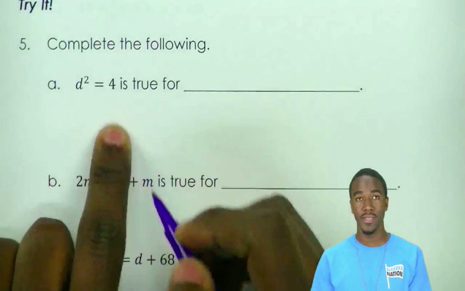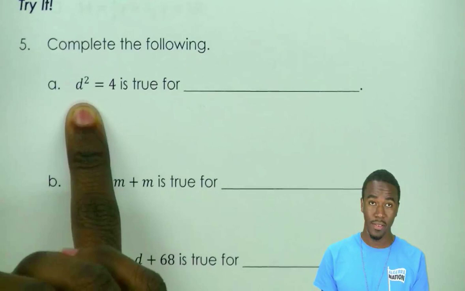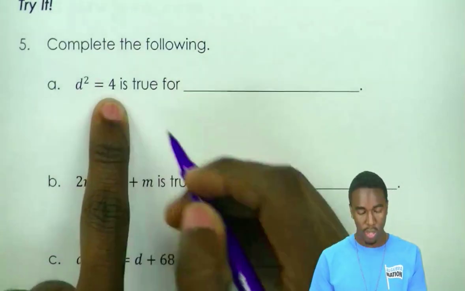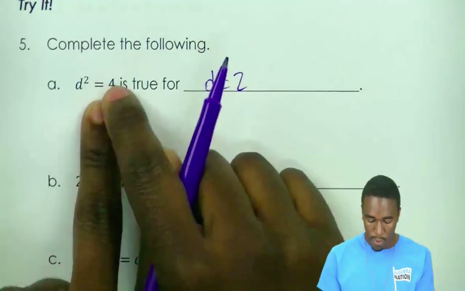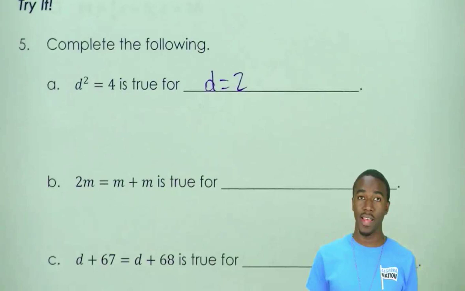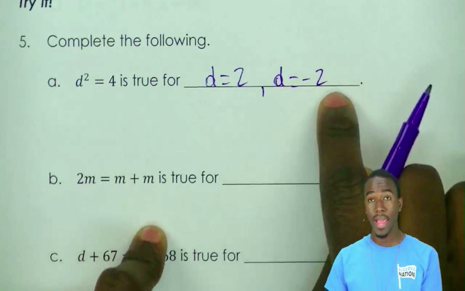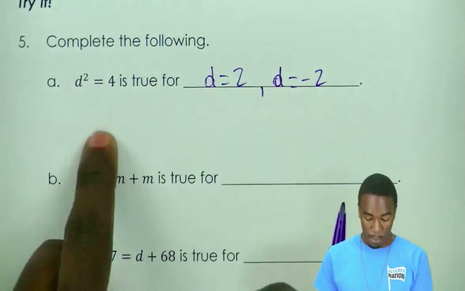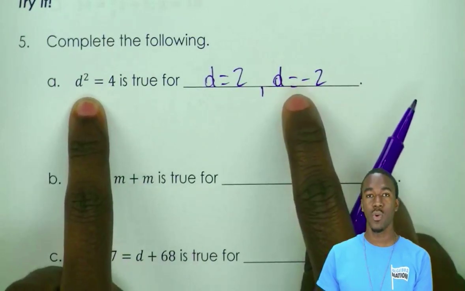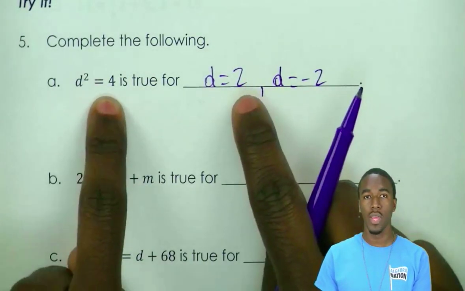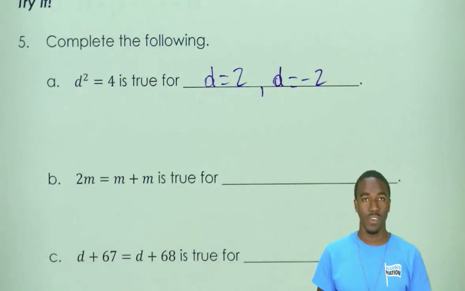So d squared is equal to 4. What value do we have to put in for d, for this variable, that would get d squared to equal 4? Well, I know that if I square the number 2, so d equals 2, I'm going to get 4, right? 2 squared is 4. Is that it? No, right? Because if I also squared a negative 2, negative 2 times negative 2 would still give me a positive 4. So negative 2 squared will still give me a 4. So d squared is going to be equal to 4 when d is equal to 2, or when d is equal to negative 2. Okay, so there's 2 possible values for d here.